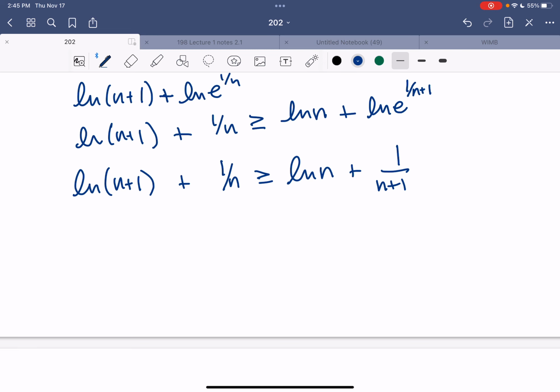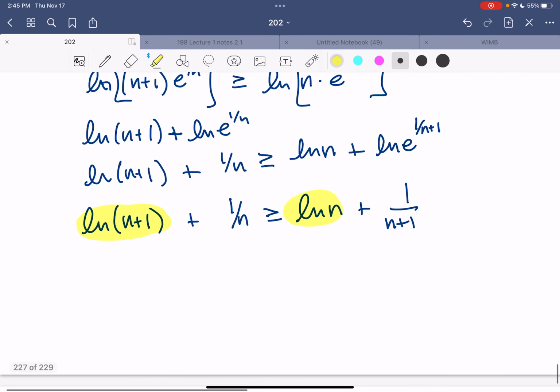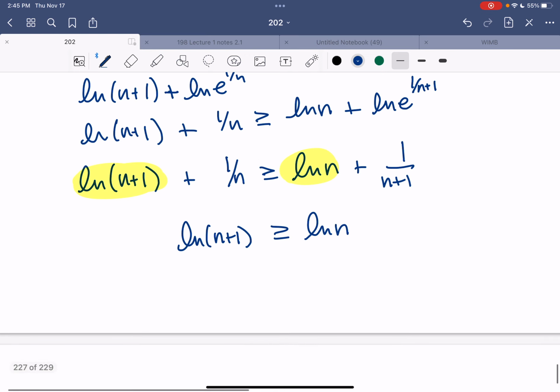Okay, now let's compare the two individually. Let's look at these two. ln is an increasing function, right? Its slope is 1 over n, and that's positive for all positive values of x. So we know that the ln increases. So that means that this is true, right? So we know for sure that the ln of n plus 1 is greater than or equal to the ln of n.